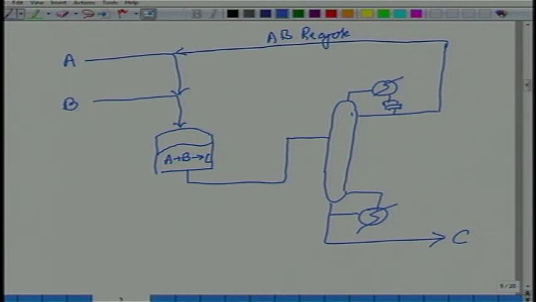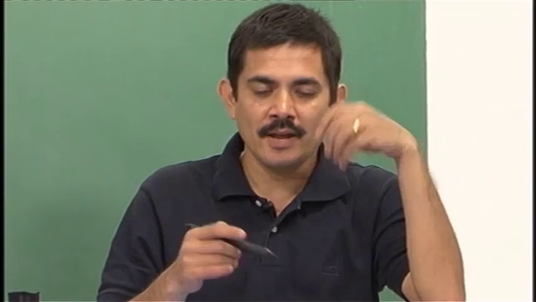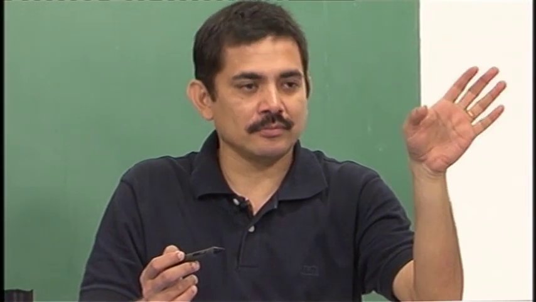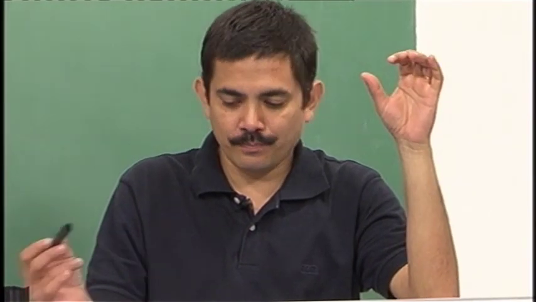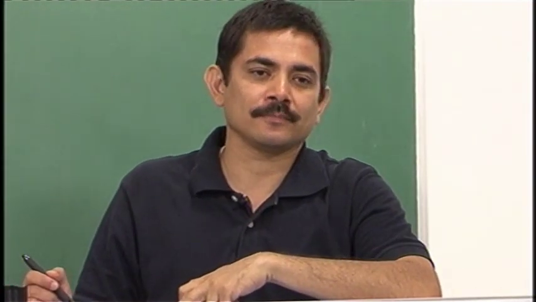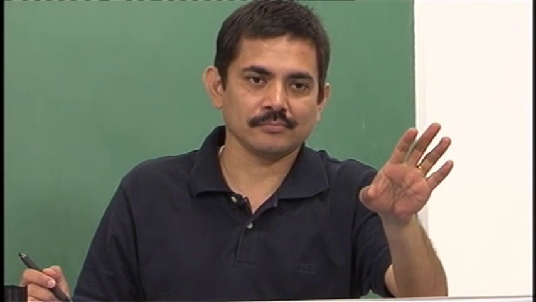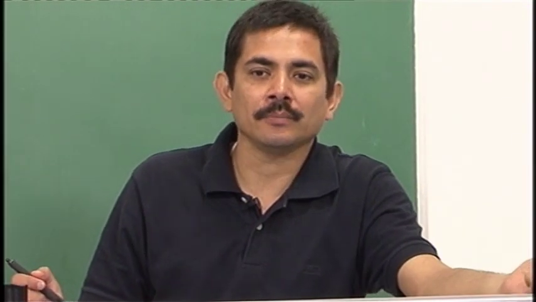This is my process. Now, first of all, draw me independent valves. Next, tell me the degrees of freedom. Here throughput, let us say, is counted. What is the production rate of C that you want is in your hands. Okay. Tell me the degrees of freedom.